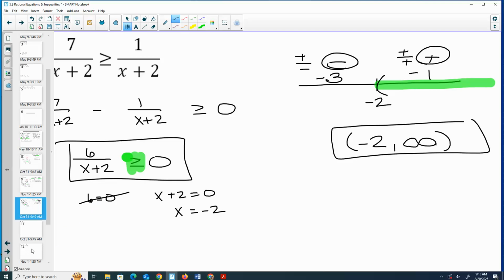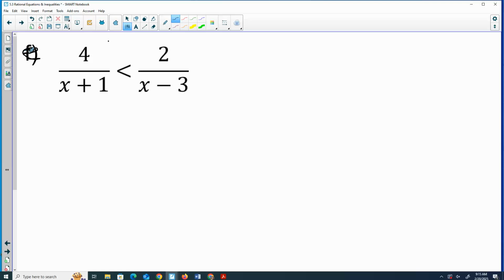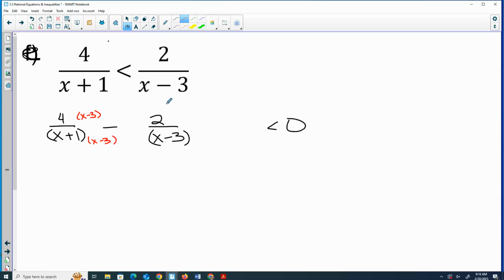Let's do, I'm going to jump. Let's do this one. So where do we start? Now what do we need to do? We have to get a common denominator, but they have two different denominators. So the first one has x plus 1. To look like that, it needs x minus 3. This one has x minus 3.